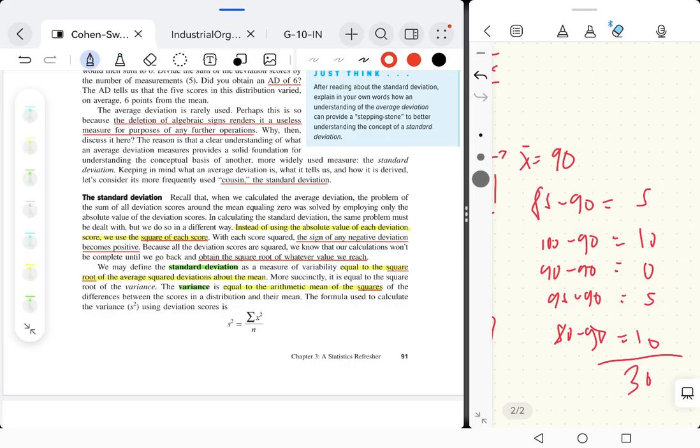Because all the deviation scores are squared, we know that our calculations would be complete only when we go back and obtain the square root of whatever value we reach. What do you mean by square root? When you don't square root it, it's actually the variance. But when you square root it, it becomes the standard deviation. Please remember that, guys. If you only square it, it's variance. But if you take the square root after squaring, it becomes standard deviation, and that's pretty much it.